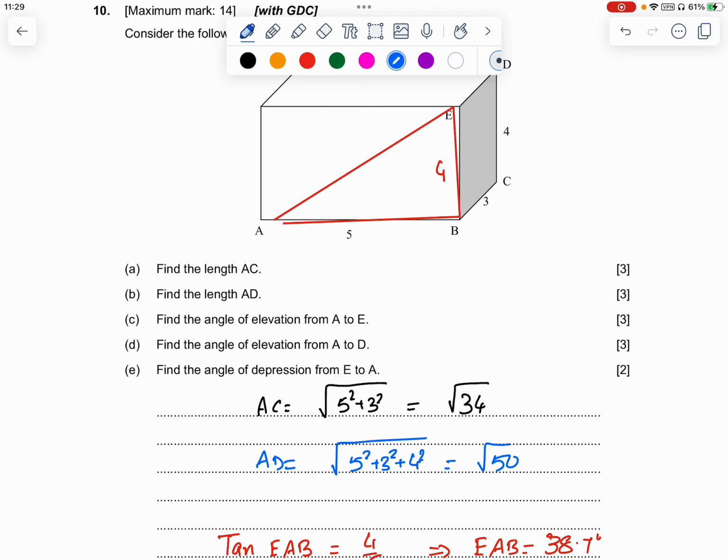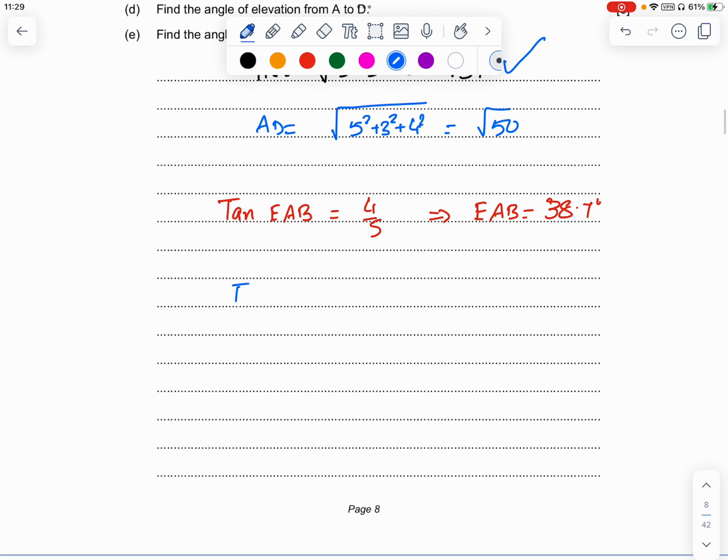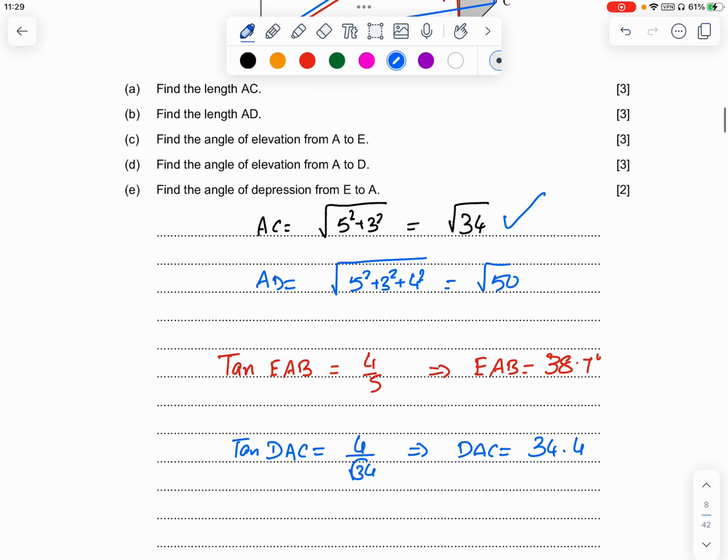Then find the angle of elevation of A to D. So for A to D, this is a right angle triangle. The blue color one is going to be a right angle triangle. Opposite side is 4, adjacent side is AC. So tan DAC equals, opposite side is 4, adjacent side is root 34. So it implies DAC equals tan inverse 4 upon root 34, which is 34.4.